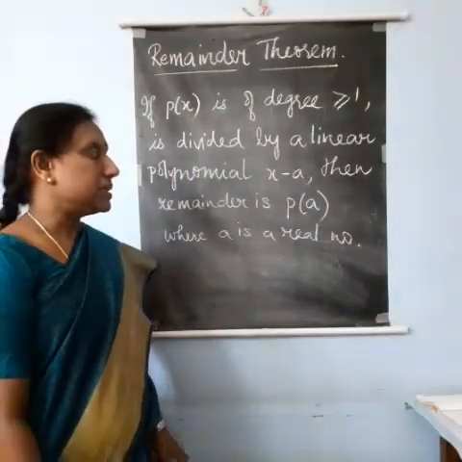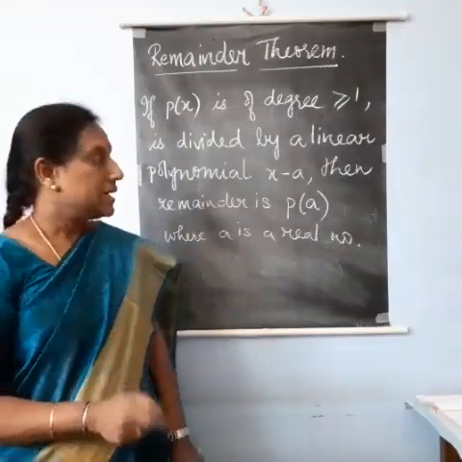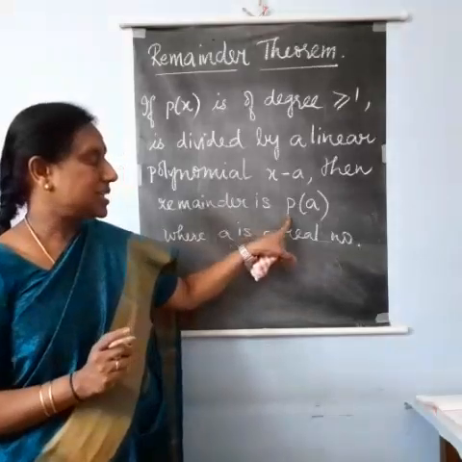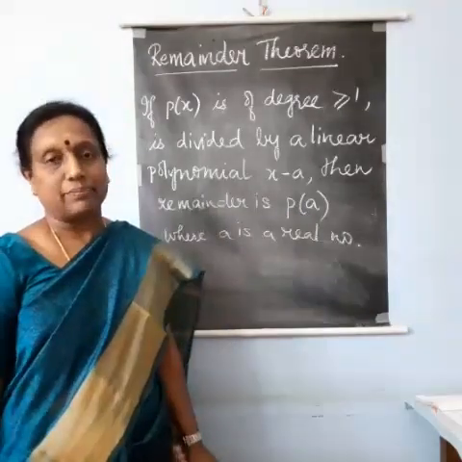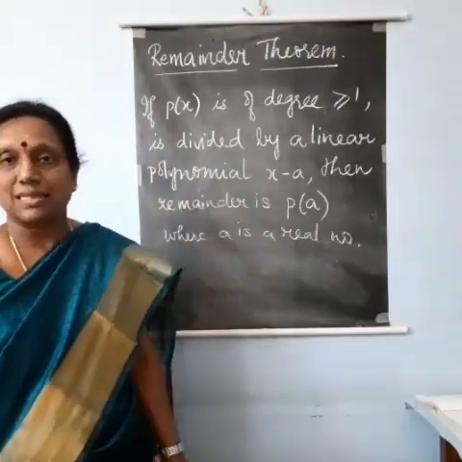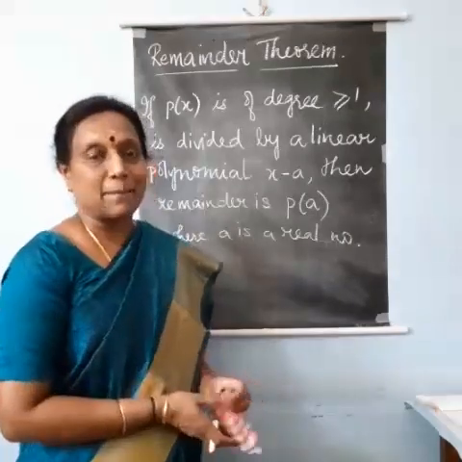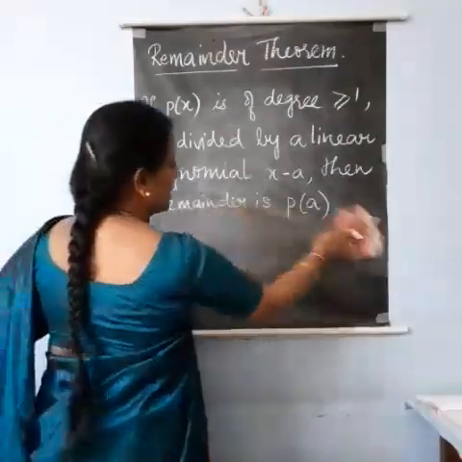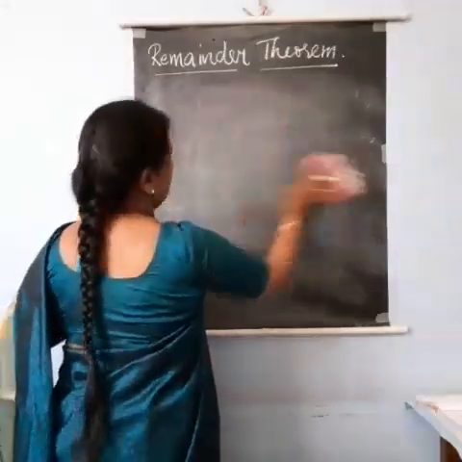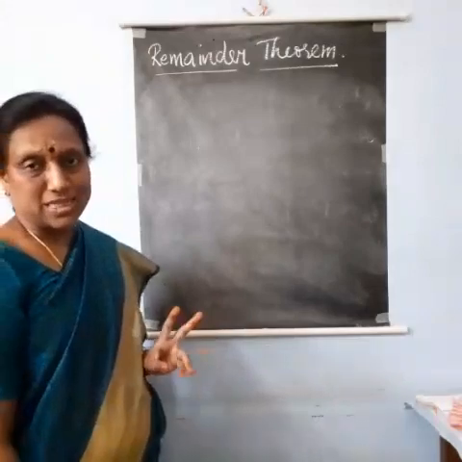The remainder theorem is when we divide a polynomial by a linear polynomial, then the remainder is obtained by substituting p of a. Understand? Instead of x, if we find the value of a and substitute, we'll get the remainder. Let us go through with an example. The question is: find the remainder using the remainder theorem.